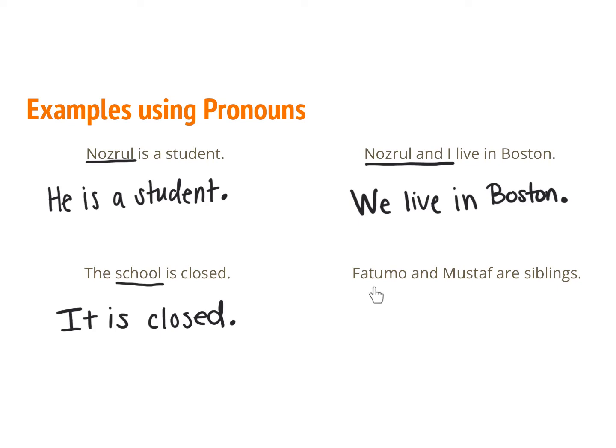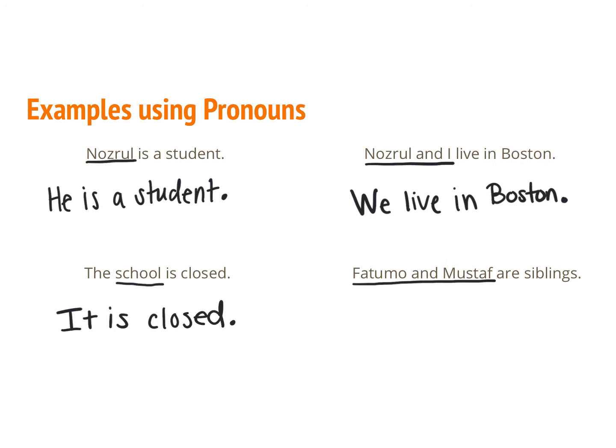It says, Fatumo and Mustaf are siblings. Remember that the word siblings means brother and sister, or brother and brother, or sister and sister. What I want to do is figure out what are the nouns in the sentence. Well, this one's pretty easy. The noun is Fatumo and Mustaf. They are the nouns.